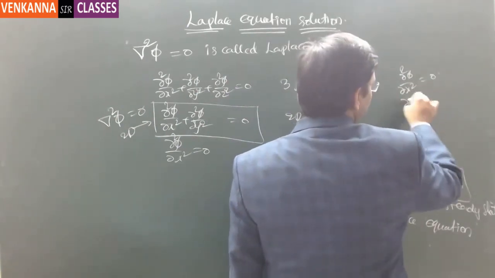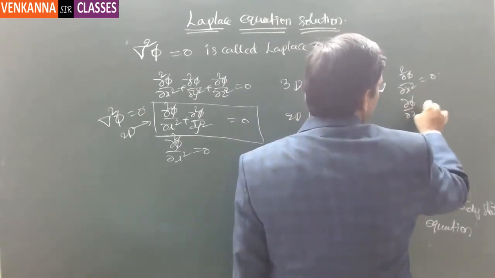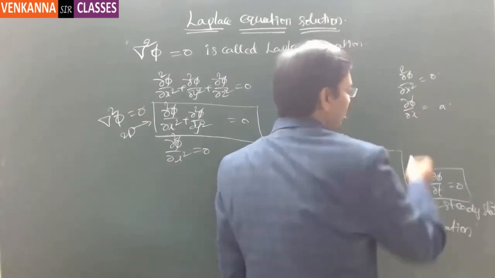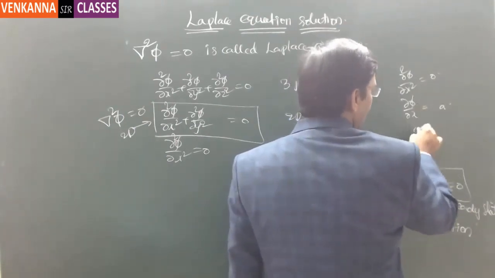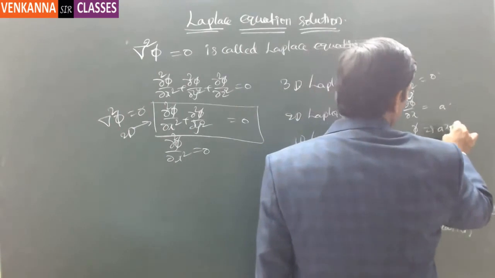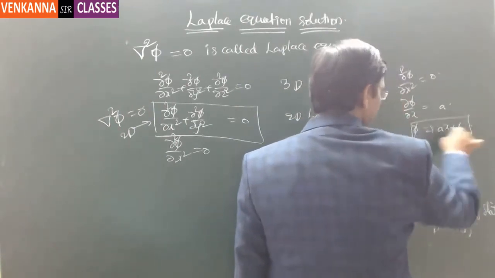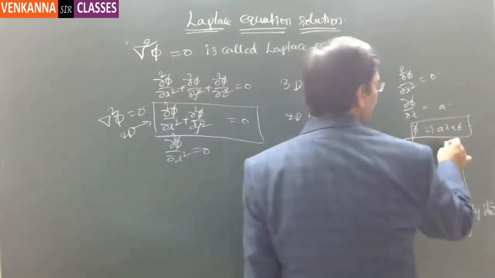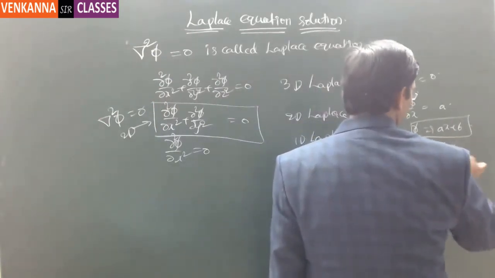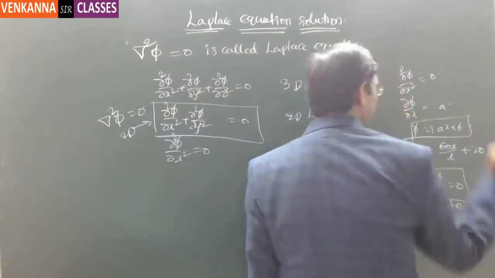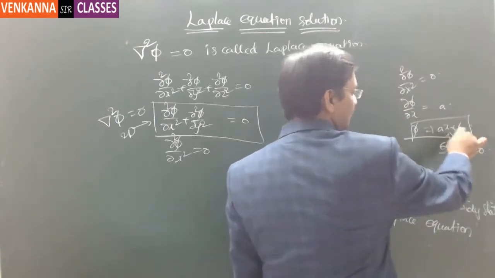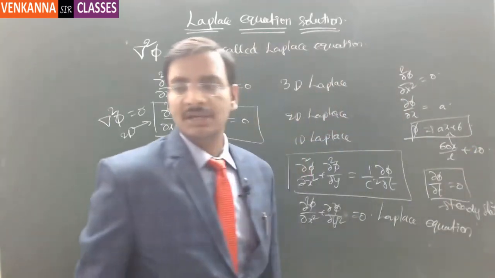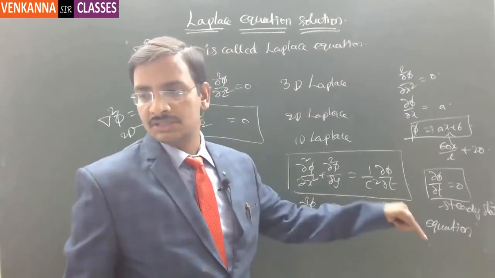Got it? So even if you notice, dou square phi by dou x square equal to 0. If you integrate once, then dou phi by dou x is equal to some constant a. And then if you integrate again, phi is equal to ax plus b. If you notice, yesterday when we dealt with the steady state conditions, we got the equation of the form 60x by L plus 20. Don't you think that these two are the same? That is nothing but a one-dimensional heat equation under the steady state condition.